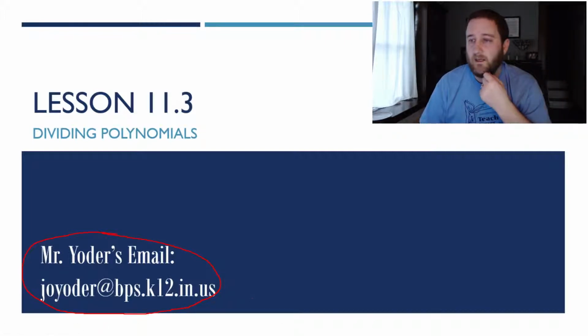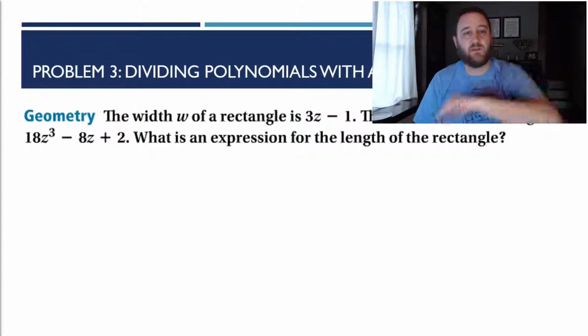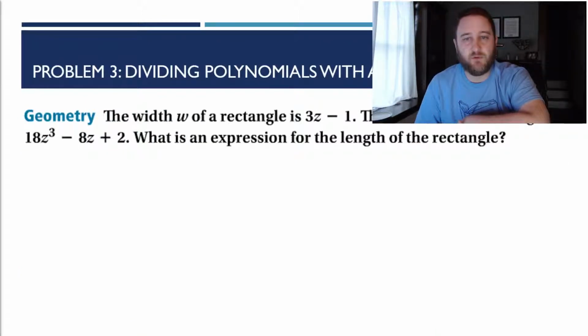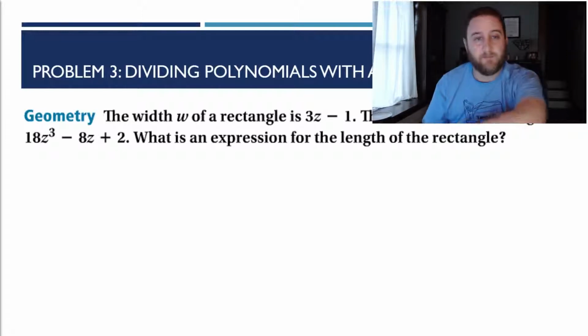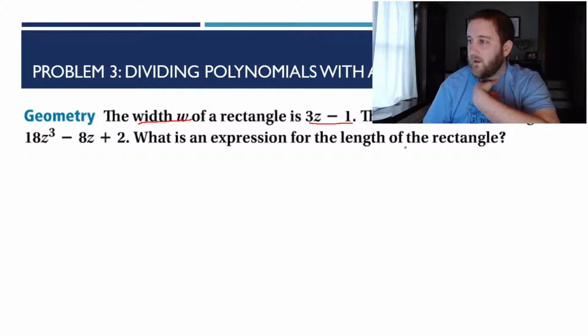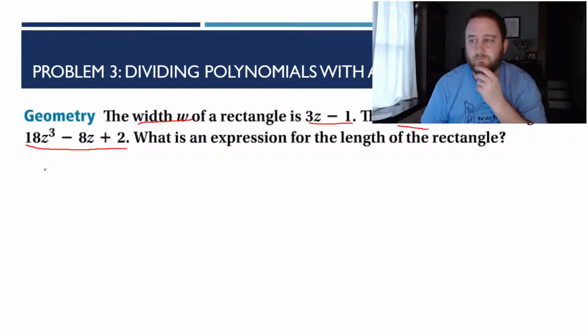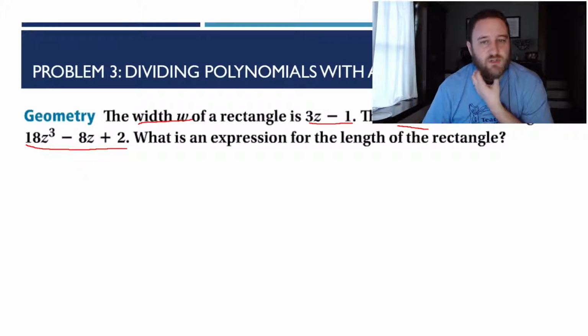All right, so let's go ahead and get started with 11.3 part 2. We're going to get into problem 3, dividing polynomials with a zero coefficient. If we look at the problem, it says the width W of a rectangle is 3z minus 1. The area A of the rectangle is 18z cubed minus 8z plus 2. Now it wants to know, what is an expression for the length of the rectangle?